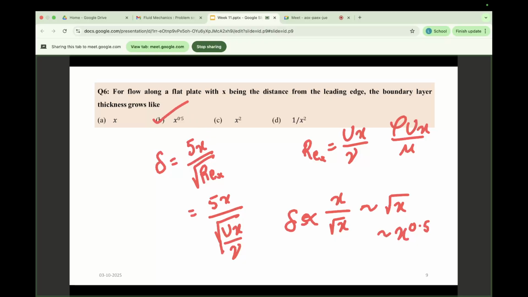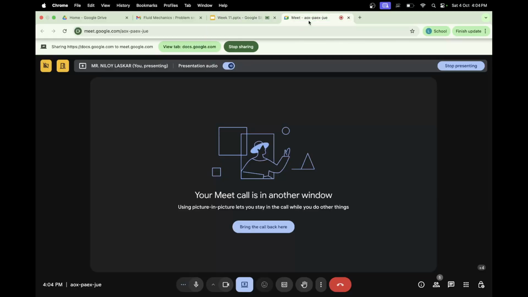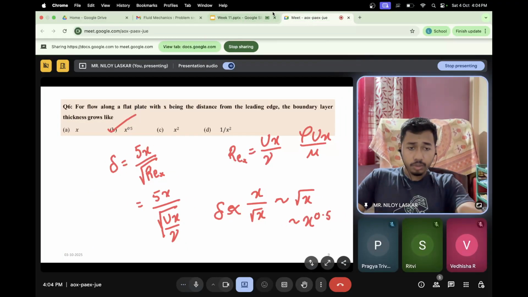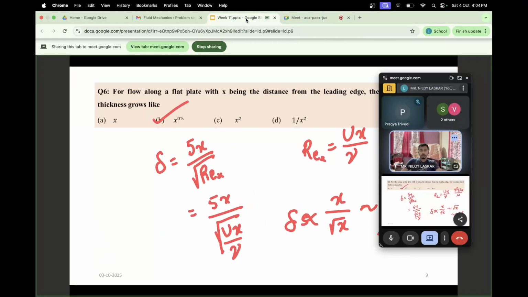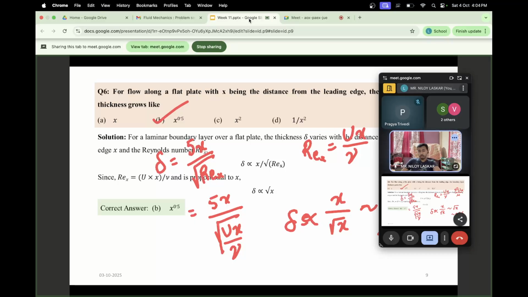So good, Vidisha. I hope that you understand this. So I am moving to the next question. I hope it is clear to you all. Okay, I am moving to the next question.